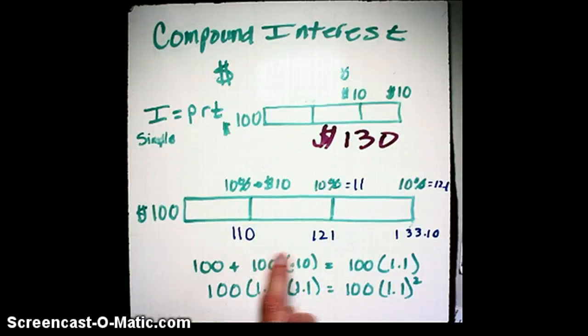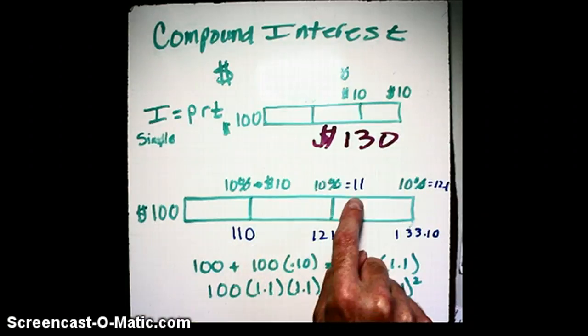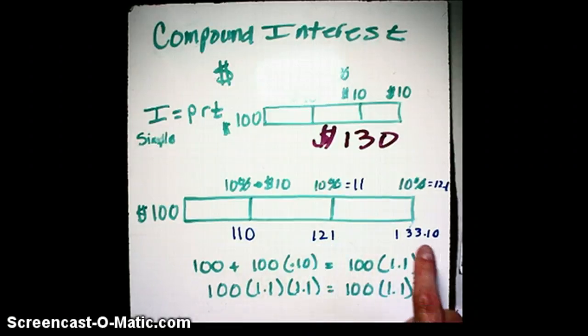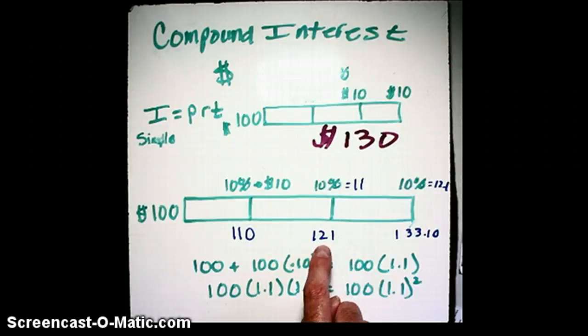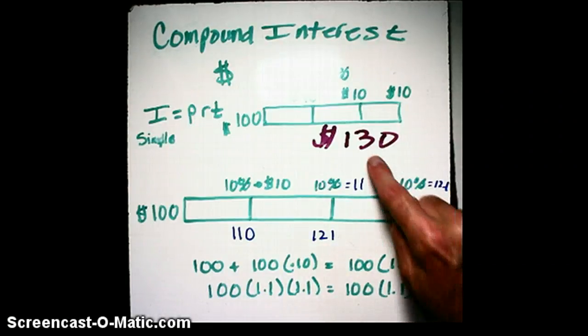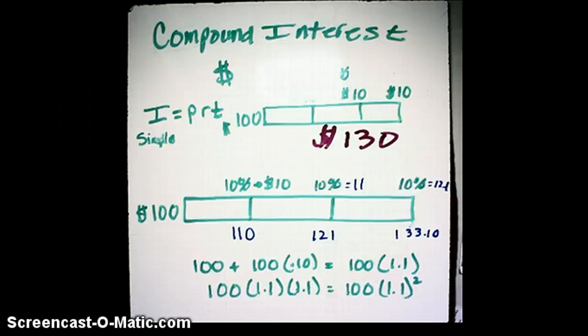So it's like interest on interest. Well, what is 10% of 110? That's 11. Now I have $121 at the end of year 2. Look at year 3. At the end of year 3, I'm going to take the 10% interest on this amount, which is $12.10, and I will end up with $133.10. Notice that it is more, okay? But if you leave it in there over a period of time, it's a whole lot more.